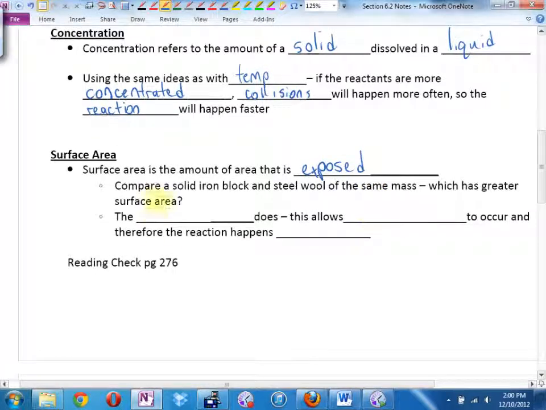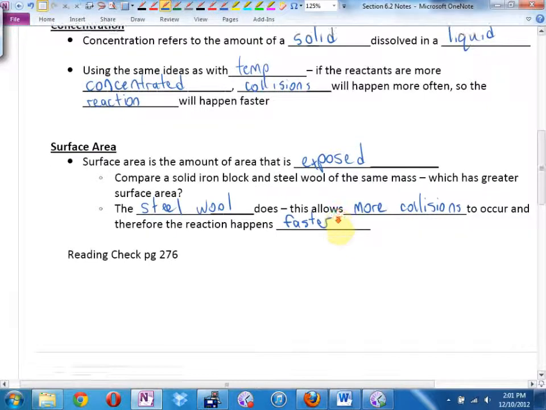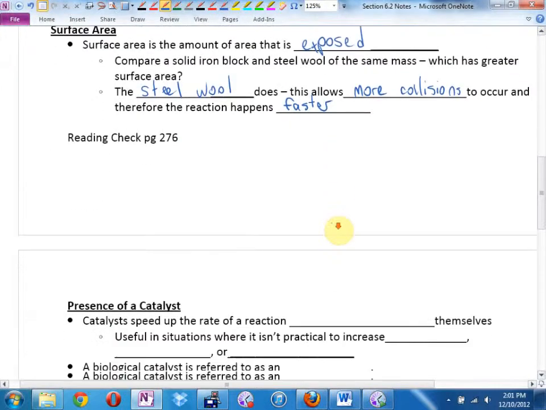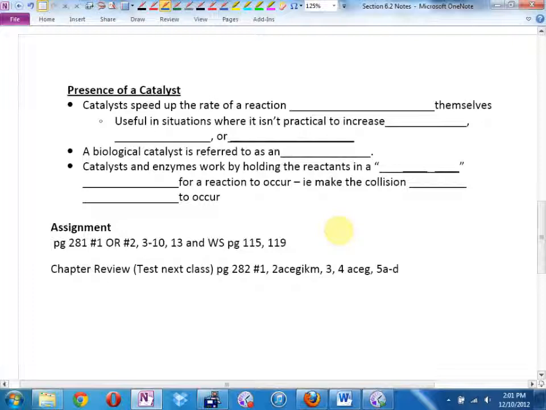So the steel wool does. This allows more collisions to occur, and therefore the reaction happens faster. Nearly done. Told you it was a short lesson today.